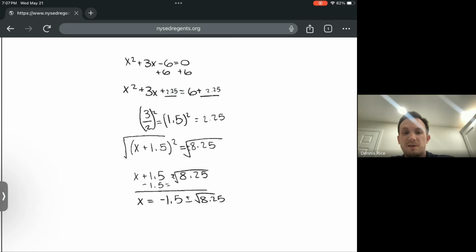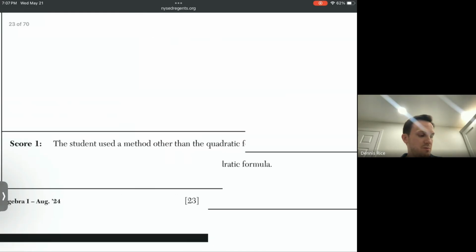Why does it look so different? It's because it's in decimals. Instead of rad 33, he's got rad 8.25. This works out to the exact same answer. It does get a 1 out of 2 because you didn't use the quad formula.